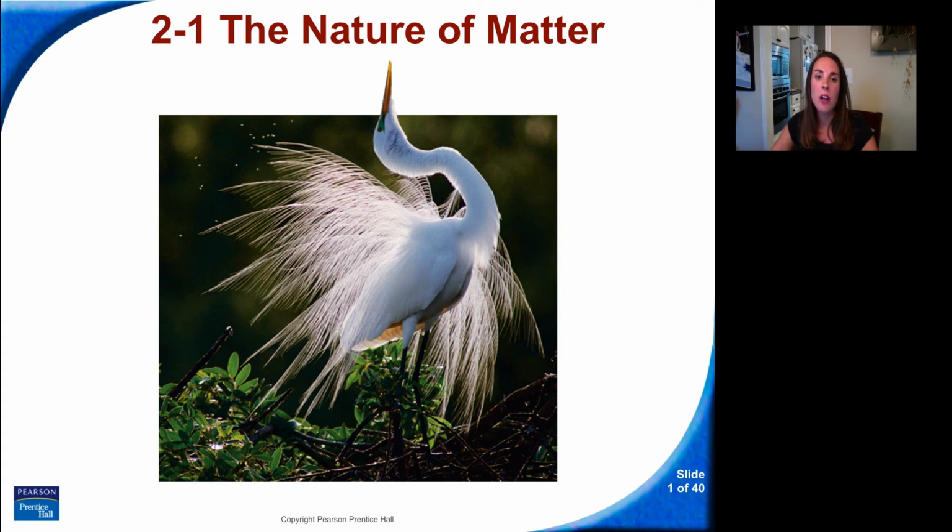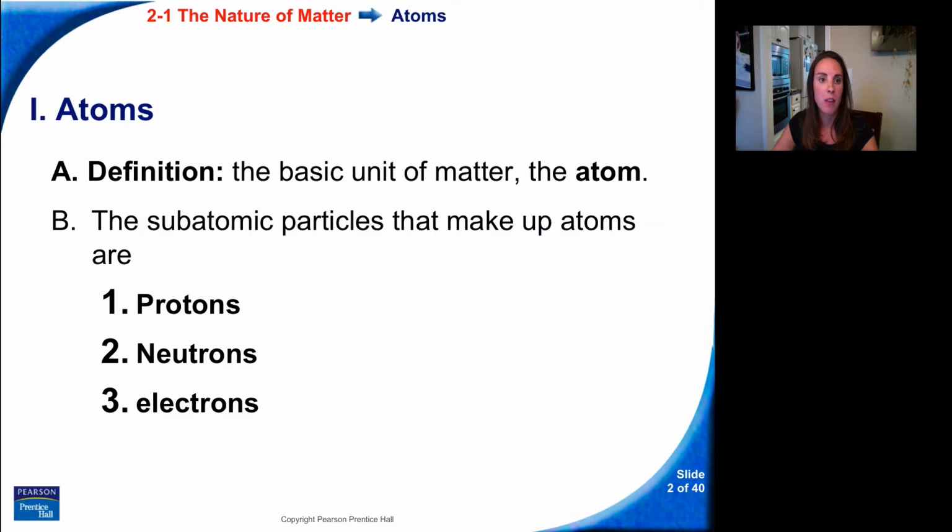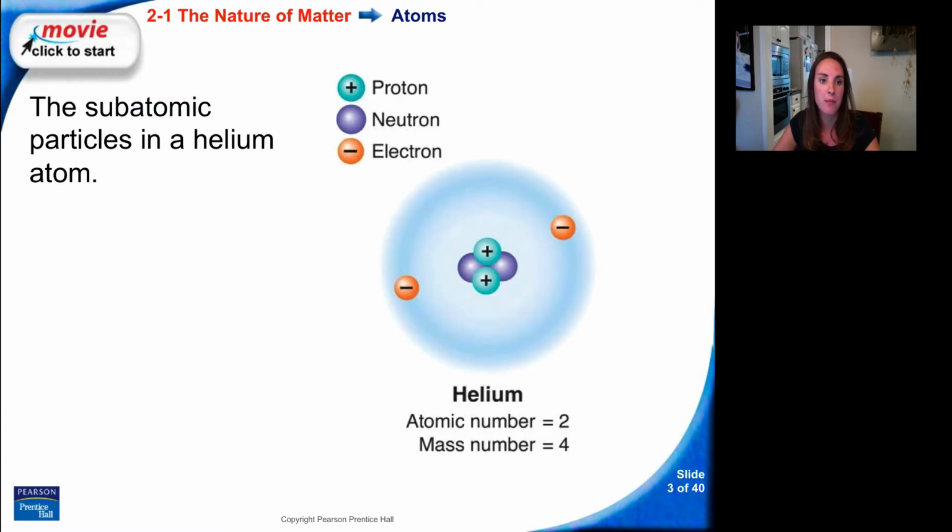Hi, so today we're going to talk about the nature of matter, so a little bit about the basics of chemistry. So atoms are the first thing we're going to talk about, and basically the definition of an atom is the basic unit of matter. The subatomic particles that make up atoms that we're going to talk about are protons, neutrons, and electrons.